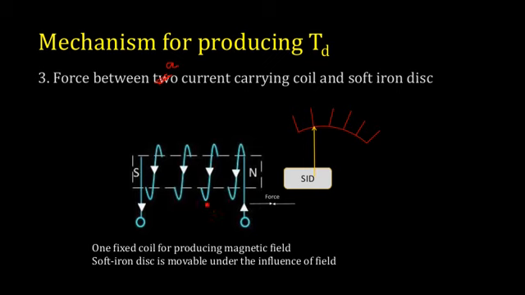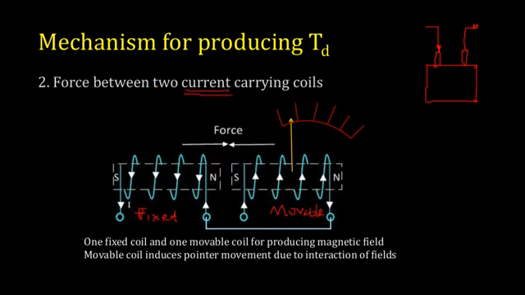Again, here the fixed coil is producing the magnetic field and the soft iron disc is moving under the influence of this magnetic field. So this is the third mechanism to produce the deflection torque. So we have seen three mechanisms to produce deflection torque.